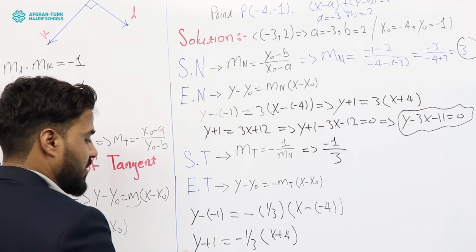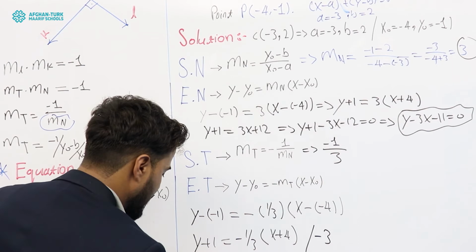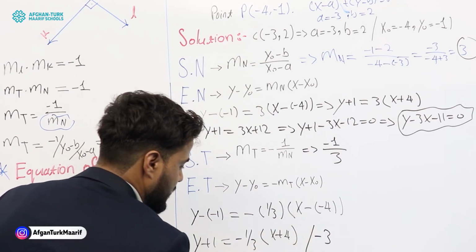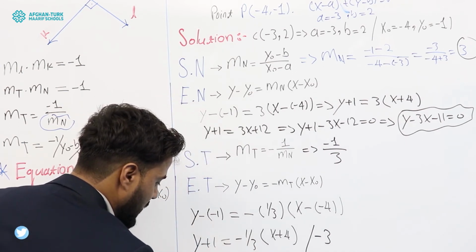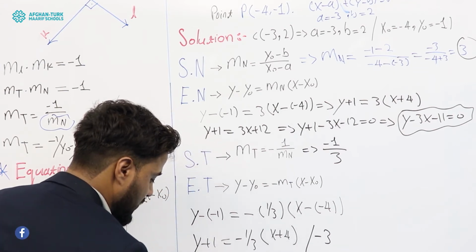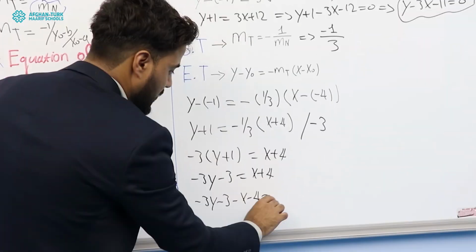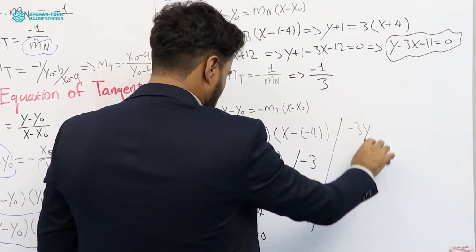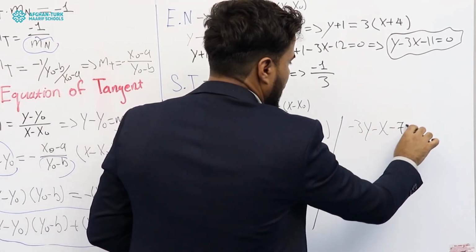Now when I multiply both sides by minus 3, we will get minus 3 times y plus 1, and minus 3 goes with this minus 3, so we will get x plus 4. Minus 3 times y is equal to minus 3y, minus 3 is equal to x plus 4. Now I'm going to bring these two to the left side. We will have minus 3y minus 3 minus x minus 4 is equal to 0. In here, we can write it like this: minus 3y minus x minus 3 and minus 4 is equal to minus 7, equal with 0.